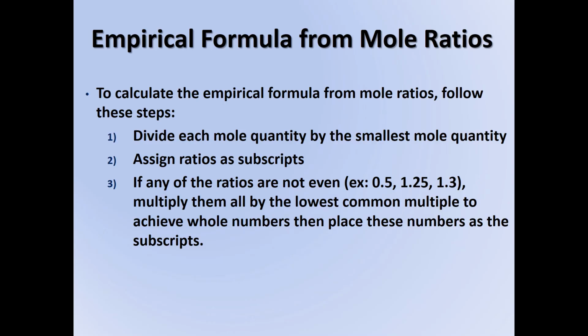So it says here, to calculate the empirical formula for mole ratios, divide each mole quantity by the smallest mole quantity. Assign ratios as subscripts. If any ratios are not whole numbers, for example, 0.5, 1.25, 1.3, multiply them all by the lowest common multiple to achieve whole numbers, then place these numbers as subscripts.